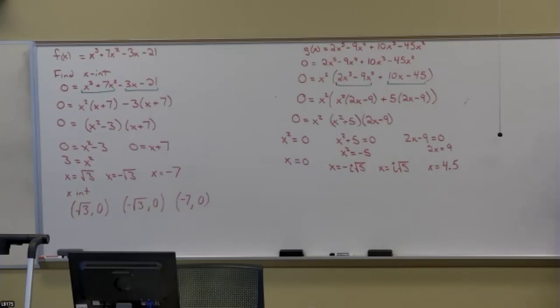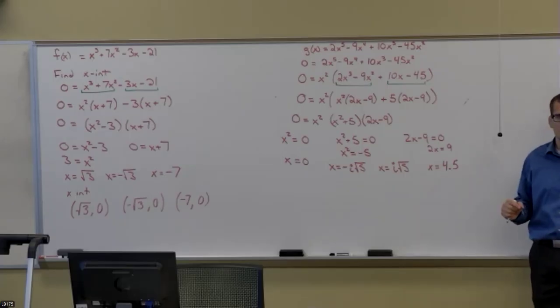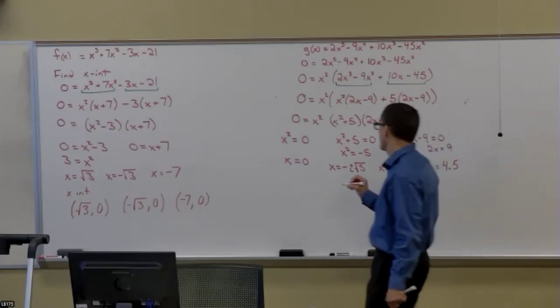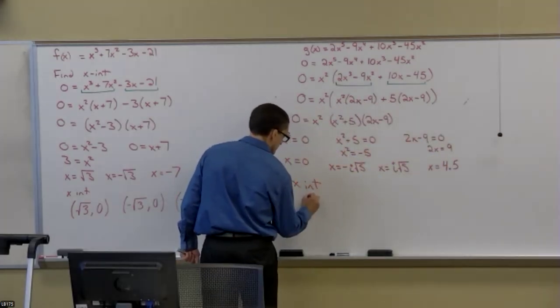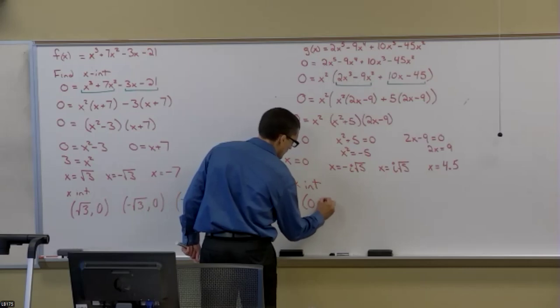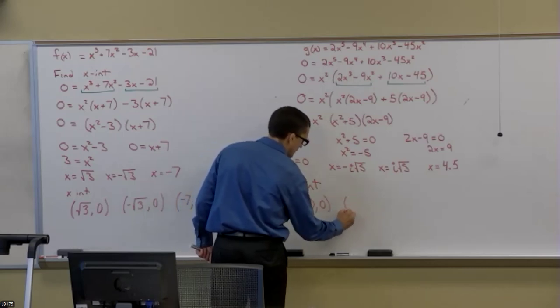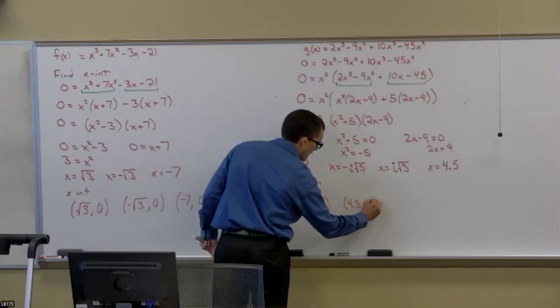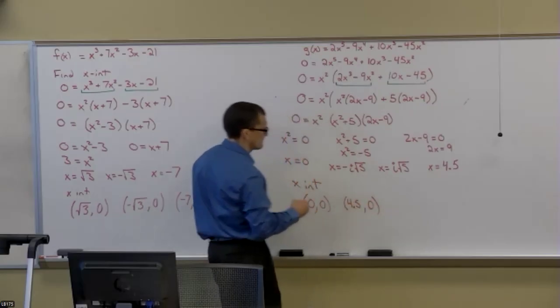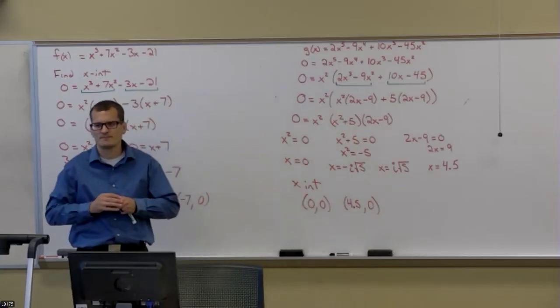So while we have 4 zeros, the ones that'll show up as crossing our x-axis or hitting our x-axis are just the real numbers. So the x-intercepts are just the ones with real number x values. Does that make sense?